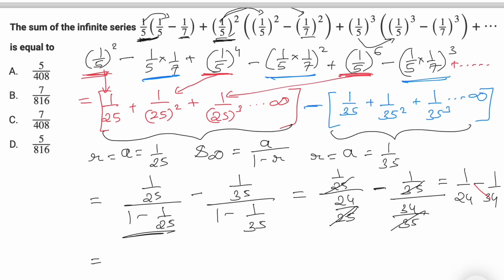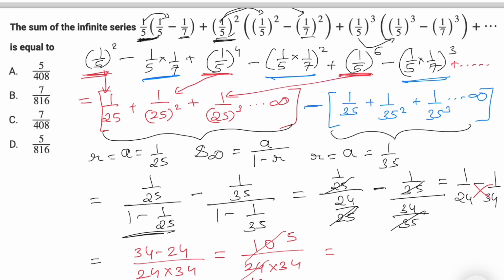The next step, we cross multiply. So 34 minus 24 upon 24 into 34, right? So the final answer would be 10 upon 24 into 34. 2 and 2 cancel, here 5 remains, in here 12 remains. 5 divided by 12, 4s are 48, 4 carry, 36 and 4 is 40. The answer is 5 upon 408. That is the A option.